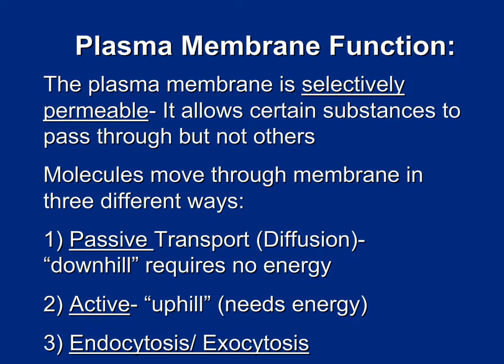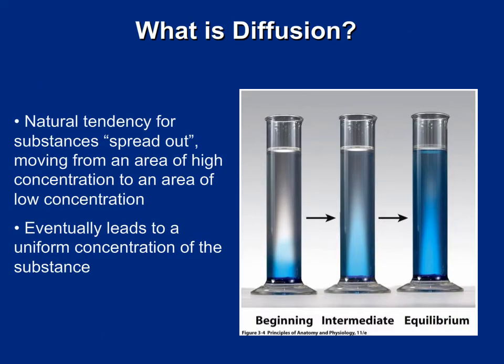Now passive transport is a downhill movement of molecules from one side to the other, and this basically requires no energy, but it does require something called a concentration gradient. On the other hand, we can use something called active transport to move molecules against their concentration gradient, however this will use energy. And the third type, endocytosis-exocytosis, is actually a special type of active transport which we'll cover in subsequent slides.